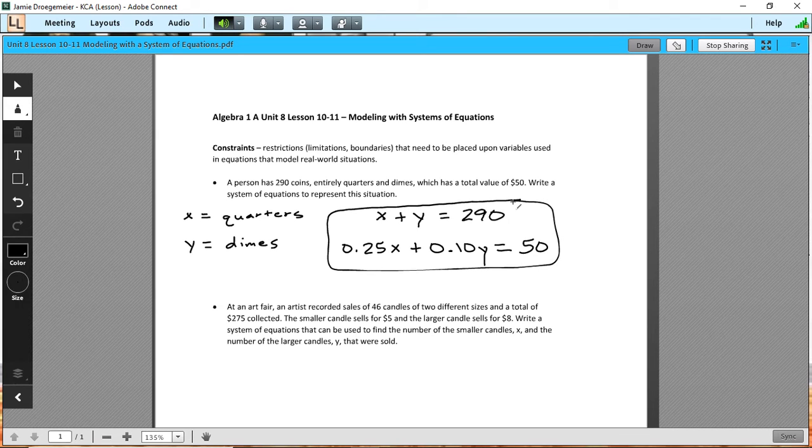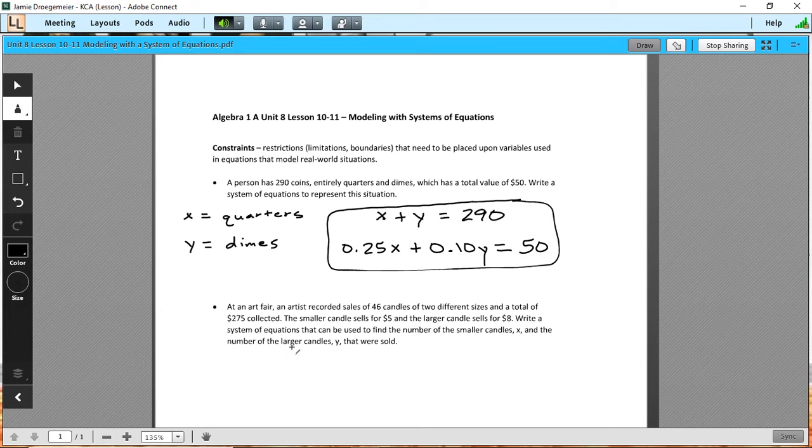They didn't ask us to solve it, so we won't go through those steps. But when we talk about constraints, the main constraint here would be that X and Y can't be negative, because it doesn't make sense for me to have a negative number of quarters or a negative number of dimes. And so that's where we're talking about constraints here in these real world situations.